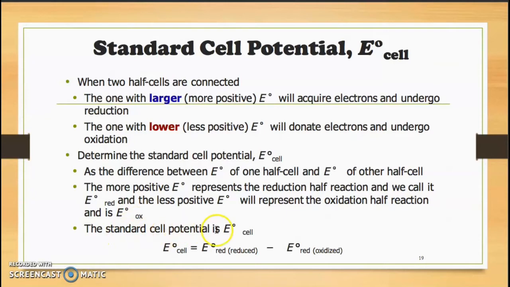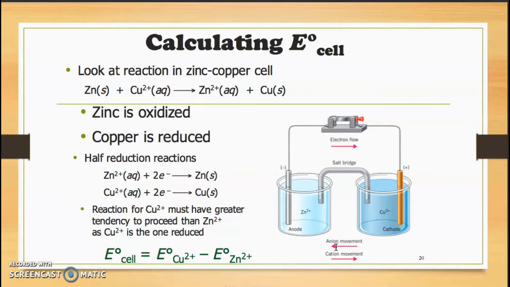The standard cell potential, E cell, is equal to the E reduction for the reduced minus E reduction for the oxidized. Calculating E cell: look at the reaction in the zinc-copper cell. This is the zinc and this is the copper. This is the overall reaction. Zinc is oxidized. Copper is reduced. These are the half reduction reactions for zinc and for copper.